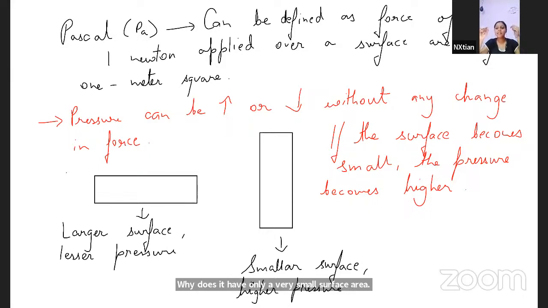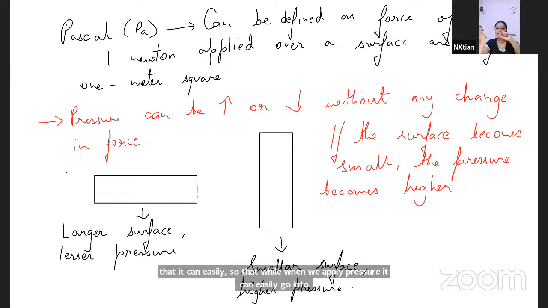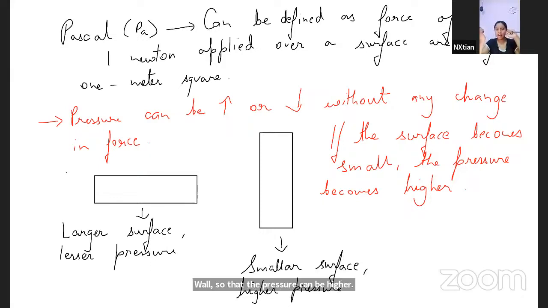So that while we apply pressure, it can easily go into the wall, so that the pressure can be higher. Have you ever nailed a nail in the wall with a hammer? If you haven't, you can try it out. Place the nail on the wall and put a hammer on it. If you hammer it, it will go in. After two, three times of hammering, it will go half in.